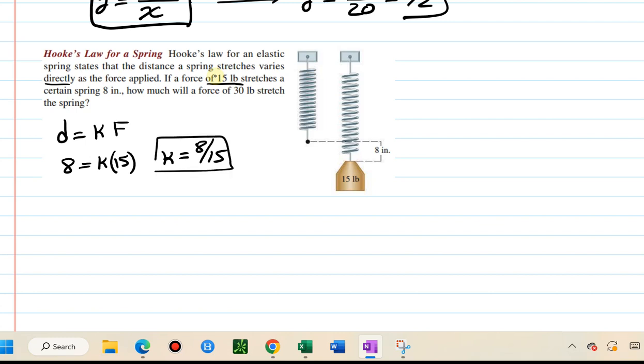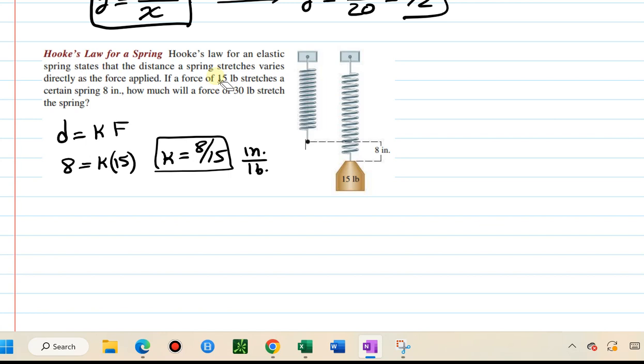Divide both sides by 15. K is 8/15. If you want the units on this, because I divided, it will be inches per pound. You see that? I did mention k has a unit. So in applications, you can see the units on k. That's the spring constant, they call it, for that particular spring of that particular material. And depending on how many, I guess, loops there are in that spring.